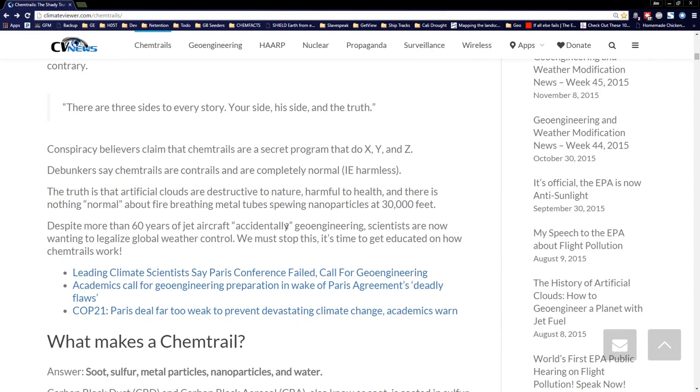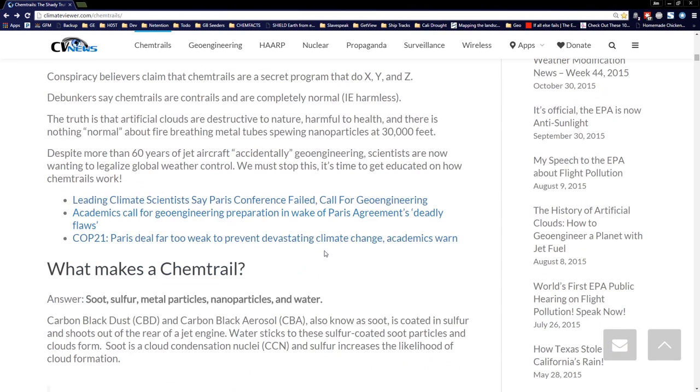There are three sides to every story: your side, his side, and the truth. Conspiracy believers claim that chemtrails are a secret program that do X, Y, and Z. Debunkers say chemtrails are contrails and completely normal, i.e. harmless. The truth is that artificial clouds are destructive to nature, harmful to health, and there is nothing normal about fire-breathing metal tubes spewing nanoparticles at 30,000 feet. Despite more than 60 years of jet aircraft "accidentally geoengineering," scientists are now wanting to legalize global weather control, and we must stop this.